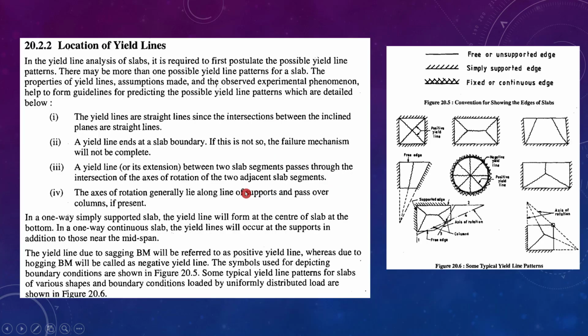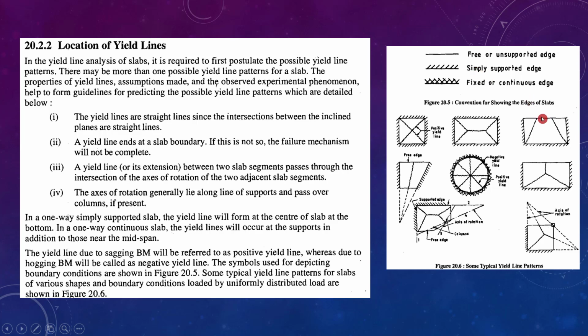It was well understood. But there will be some complex situations which are shown on the right hand side, like a four-way supported slab, then a one-way slab, two-way slab, then one edge discontinuous.